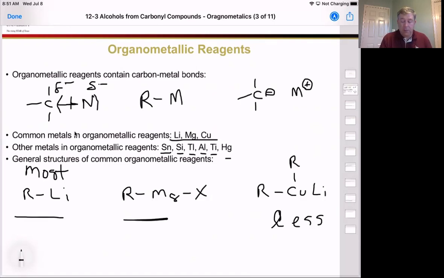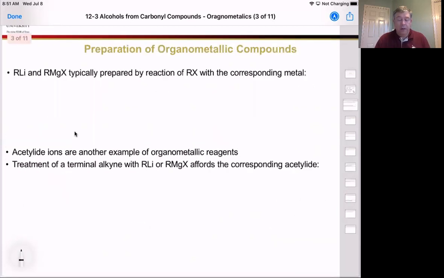The lithium and magnesium reagents are much more reactive, and they react spontaneously with a variety of different substrates. But because the copper reagent is a little less reactive, we can use it for different reactions where these two other reagents would react too rapidly. So moving on, let's talk about the organolithium and organomagnesium materials and how we prepare them.